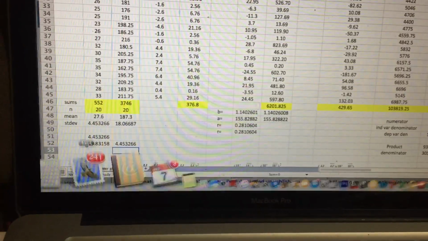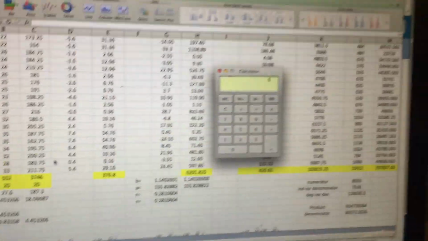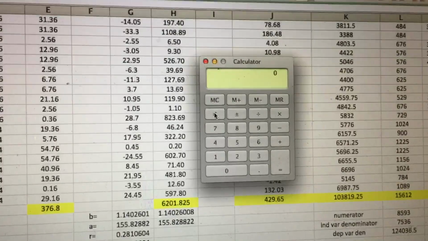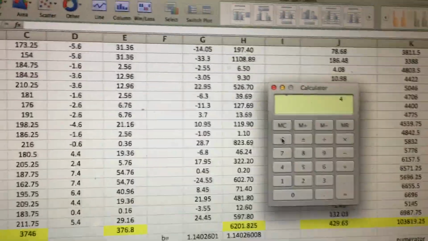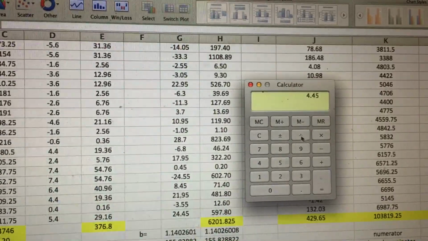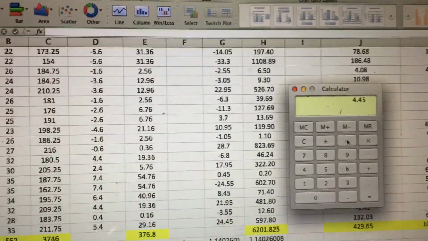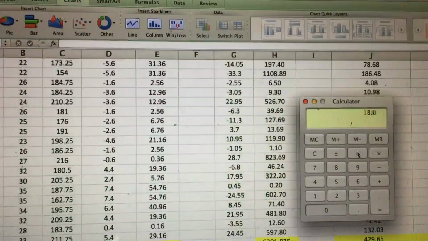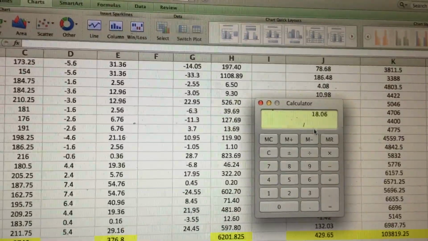Well, let's do that on the calculator just so we don't confuse everybody. All right, so we're going to take that 4.45 divided by 18.06, and I just took two decimals, right?